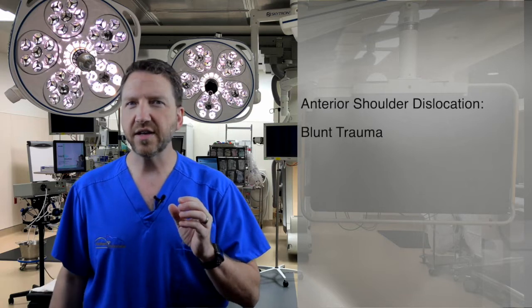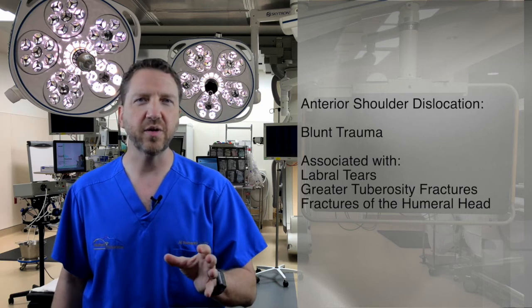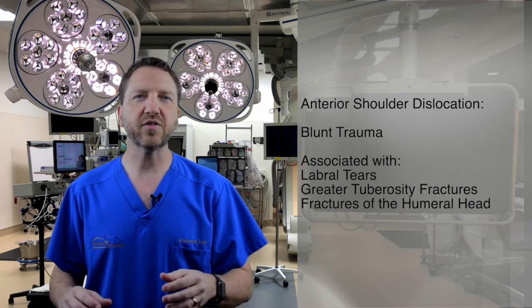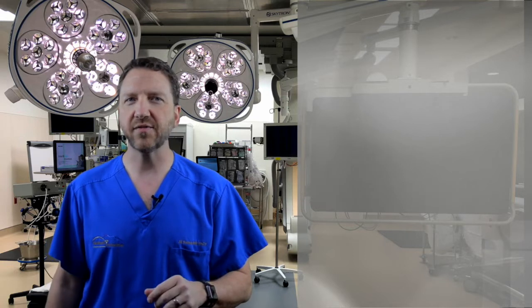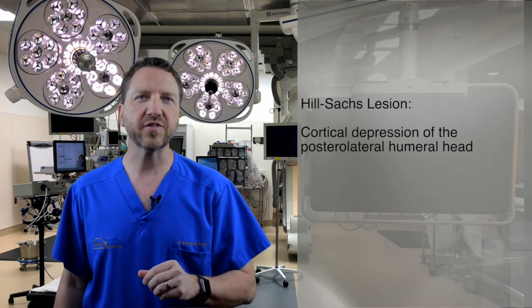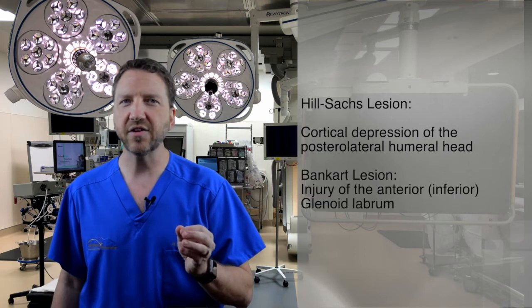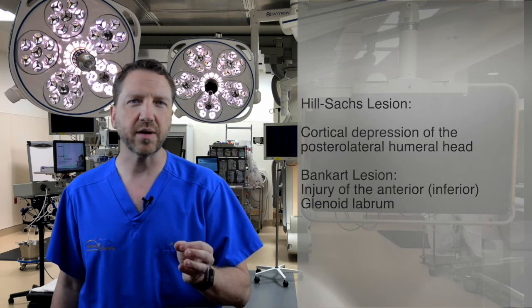It is often seen in combination with labral tears, greater tuberosity fractures, or fractures of the humeral head. In the elderly, it is more commonly associated with rotator cuff tears. The head of the humerus impacting the inferior edge of the glenoid may cause a divot or flattening of the humeral head. This is known as a Hill-Sachs lesion. A Bankart lesion refers to a tear in the anterior inferior labrum of the glenoid rim.